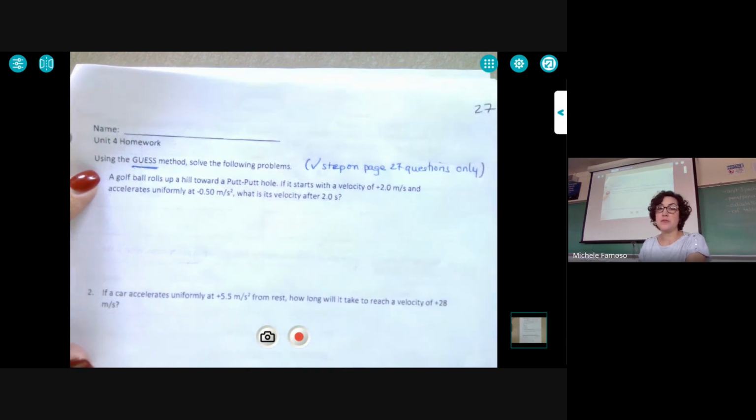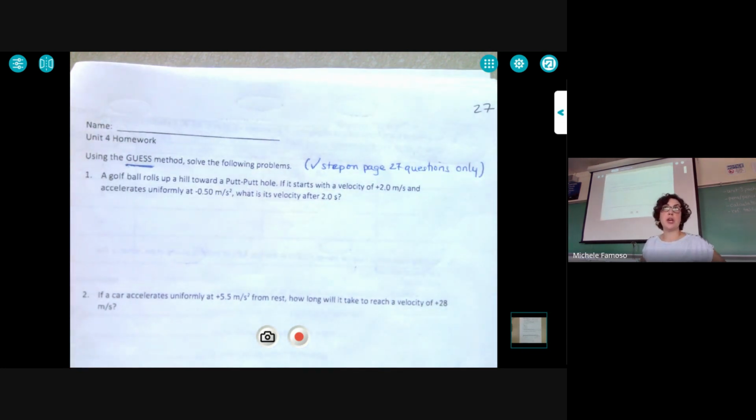Page 28, you just have to do the rest of the guess method. You can skip the checks. Okay? Everybody understand? Okay. So we have questions 2 through 12, and we have 4 questions. So I'm going to break you up into groups of 3.